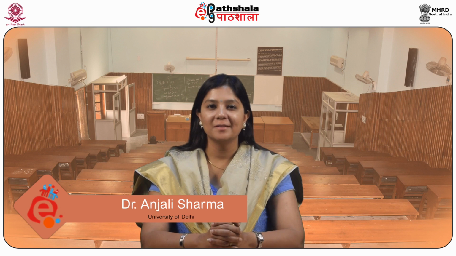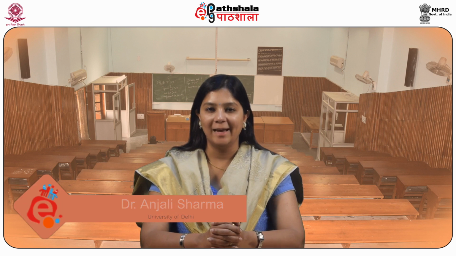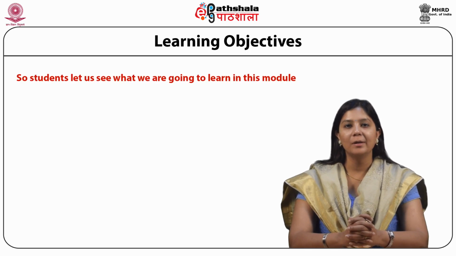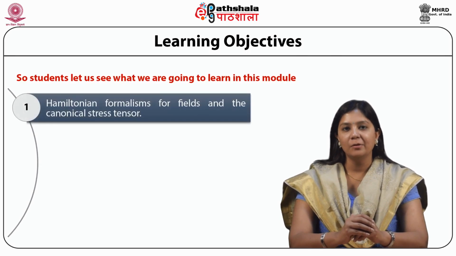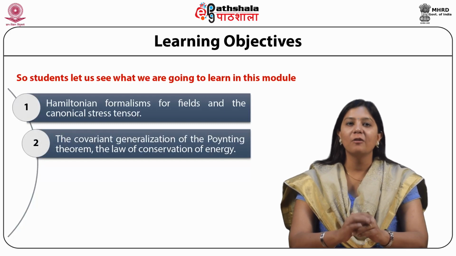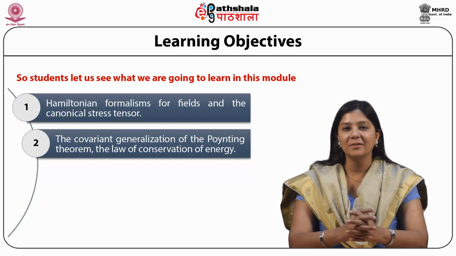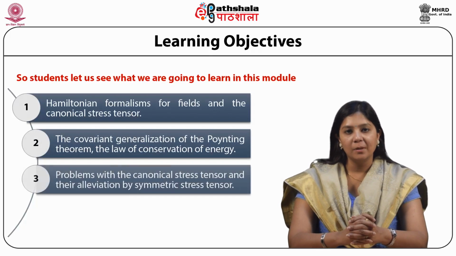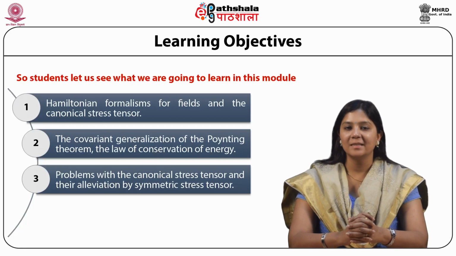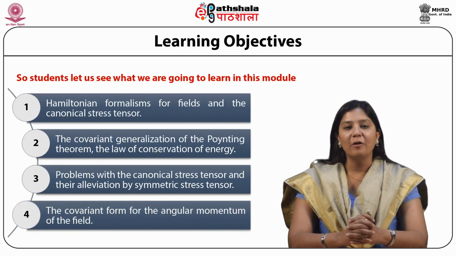Today we are going to discuss the module Hamiltonian and the stress tensor from the paper Electromagnetic Theory. So students, let us see what we are going to learn in this module. Hamiltonian formalization for fields and the canonical stress tensor, the covariant generalization of Poynting theorem and the law of conservation of energy, problems with the canonical stress tensor and their elimination by the symmetric stress tensor, and the covariant form for the angular momentum of the field.